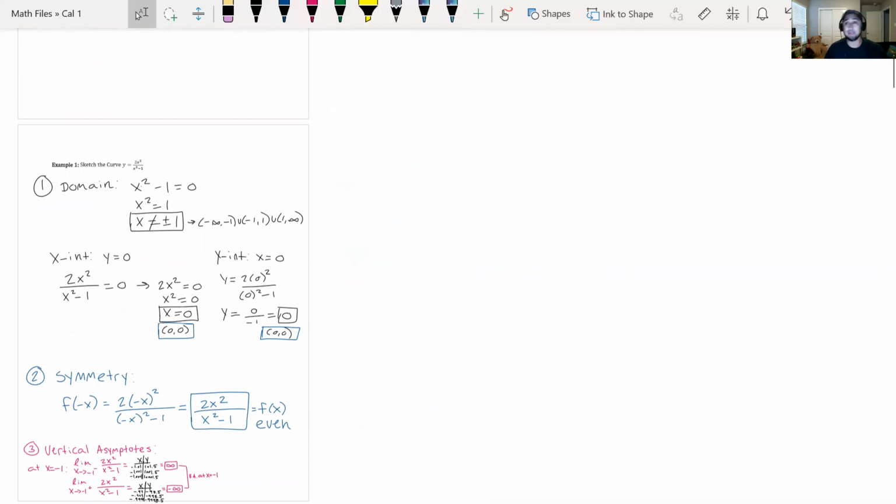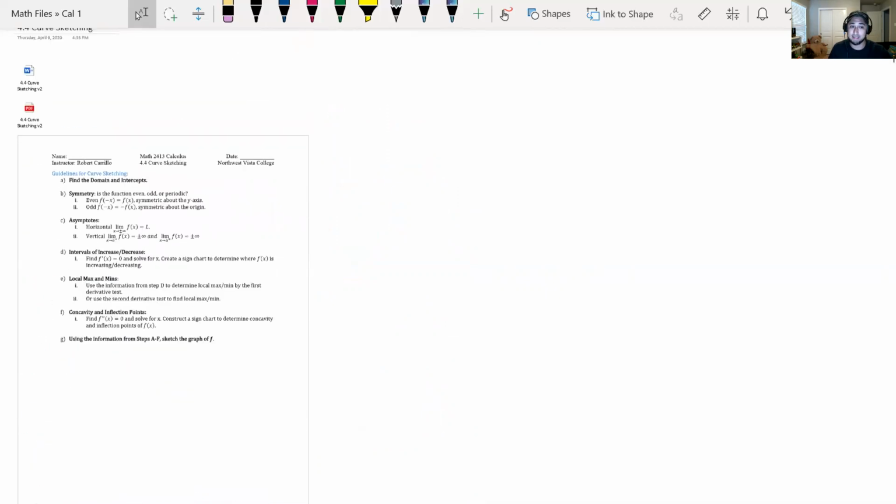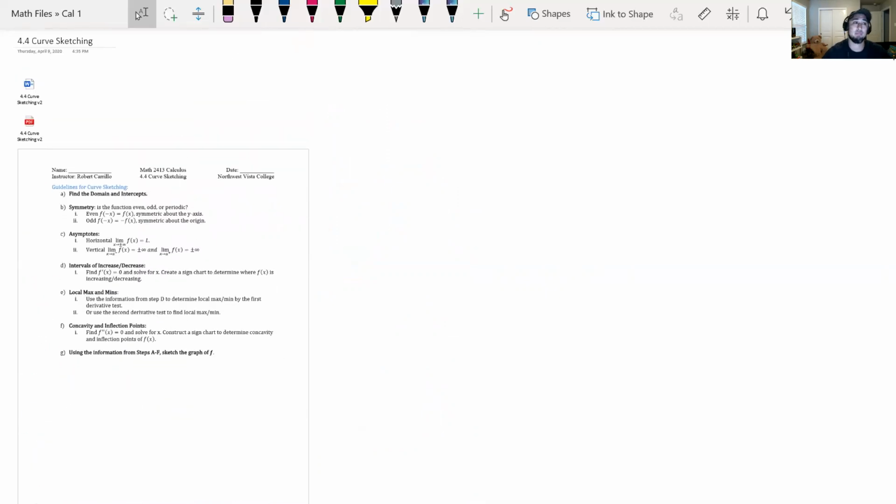Okay, guys, that is it. That is curve sketching. No mas. I'm not doing any more of these. These are some of the problems I will assign to you for your project, but you will handle them in the same fashion as I handled this one today. That is all.